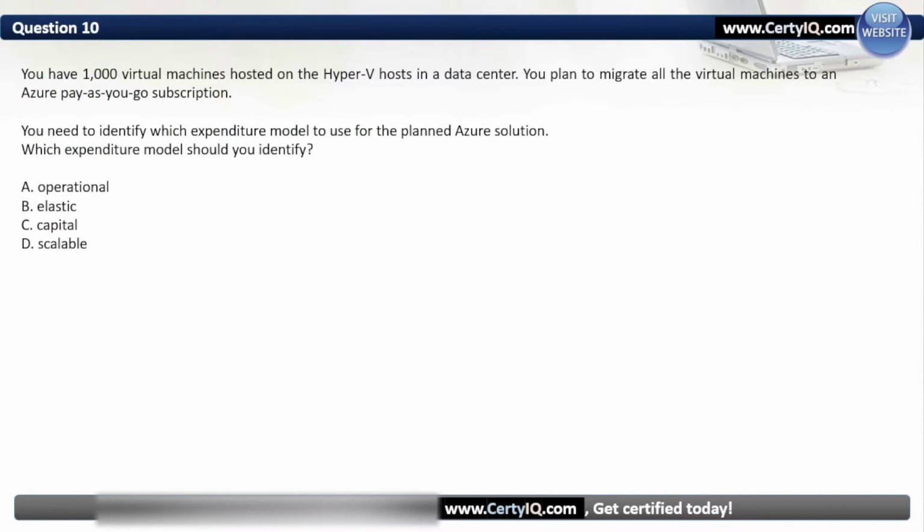Question 10. You have 1000 virtual machines hosted on Hyper-V hosts in a data center. You plan to migrate all the virtual machines to an Azure pay-as-you-go subscription. You need to identify which expenditure model to use for the planned Azure solution. Which expenditure model should you identify? The correct option is A. Operational.